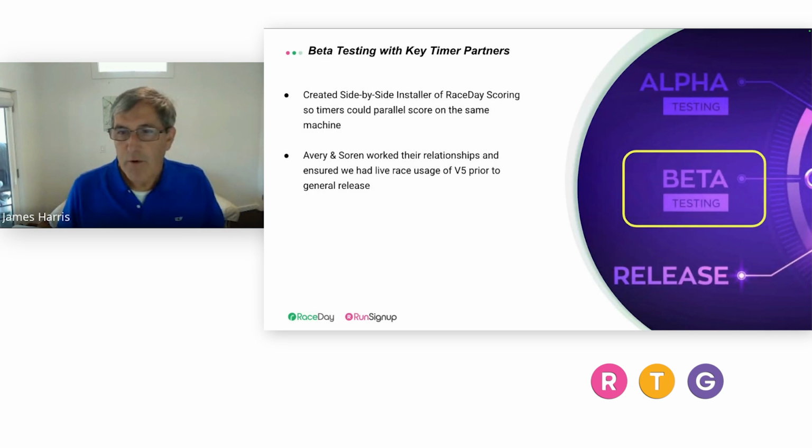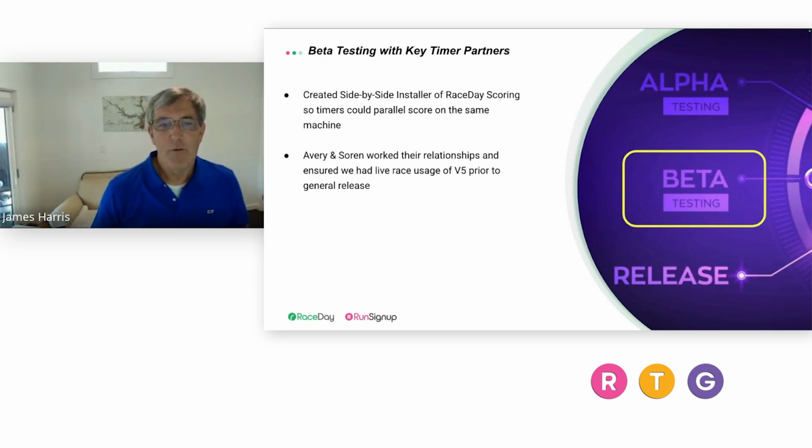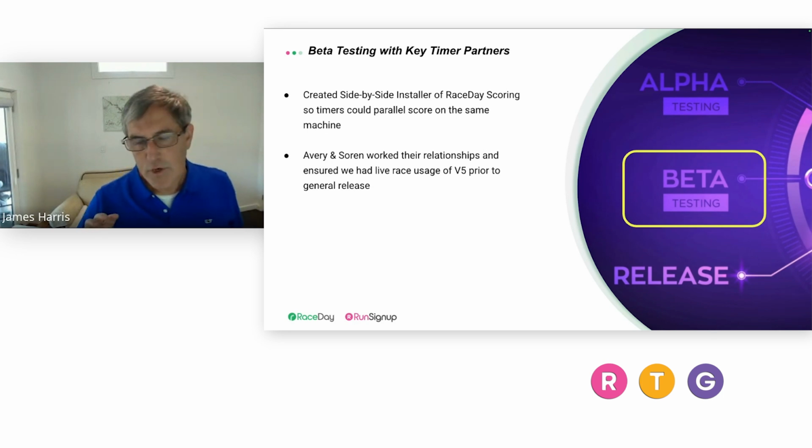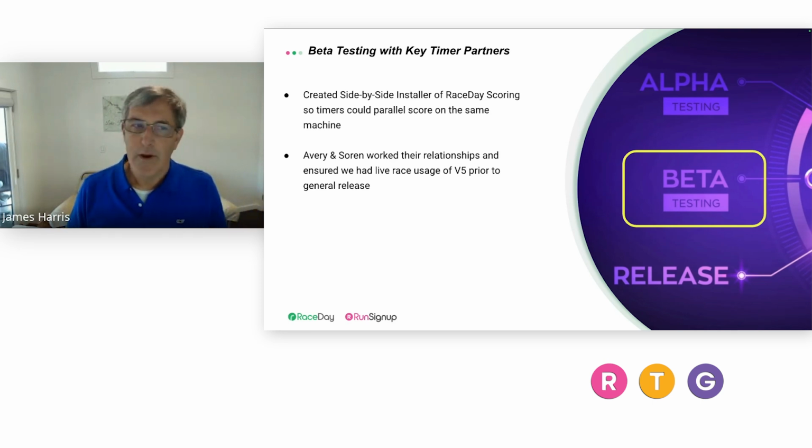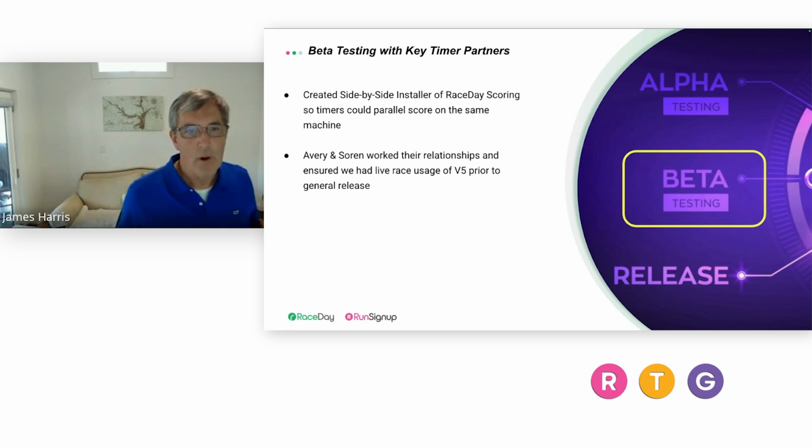The third part was, before we went out to the market, and this was all new, we wanted to be able to give timers the ability to do parallel scoring on their same machine. So they could actually install RaceDay Scoring twice on the same machine and run in parallel. So if something went wrong on that Saturday, as we were rolling this out, they could literally switch over within a few minutes to their other software and get through the day, and then we could back up and see what was going on.